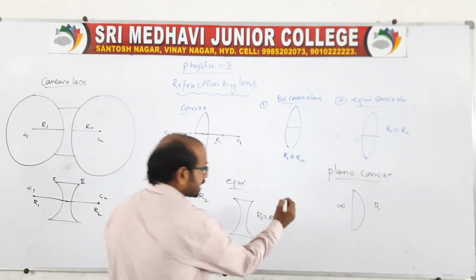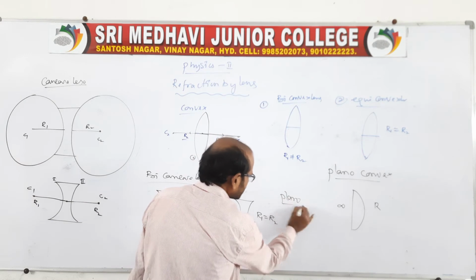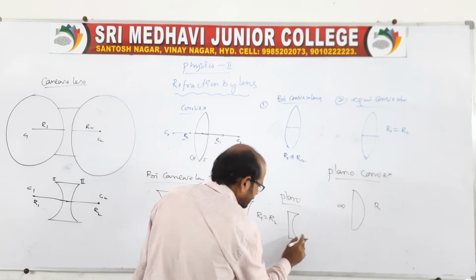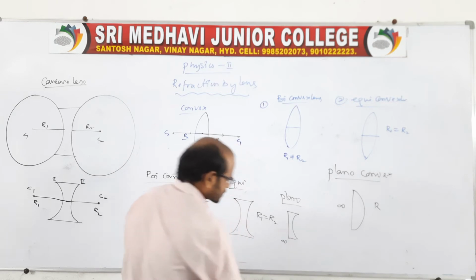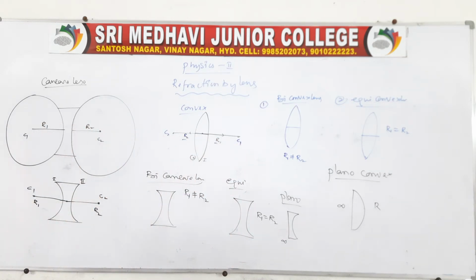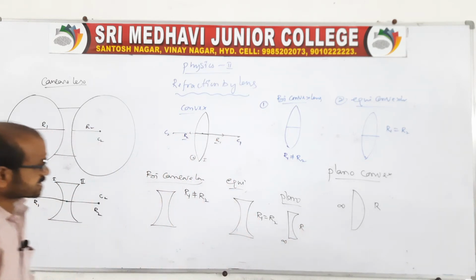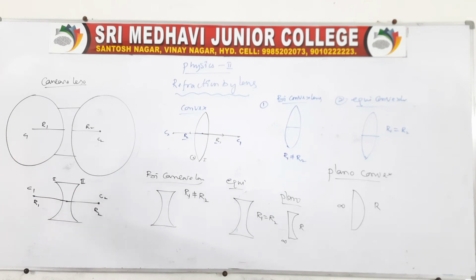And you go for the plano-concave. Plano in the sense that one surface is flat, closed. One surface is closed, which is nothing but the radius of curvature is infinite, and the other will be R. So these are the lens theory, and we can prepare the lenses to be like this.